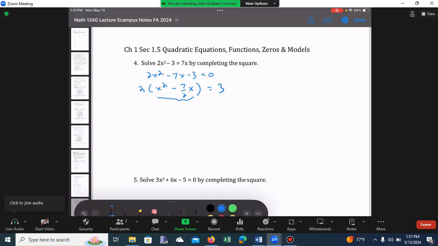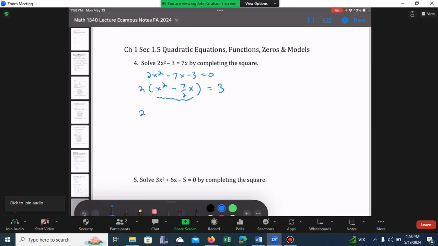So half of 7/2 is 7/4. So we're going to end up with x minus 7/4 squared. We have to add 7/4 squared to both sides. So that would be 49/16. So we're adding, well, wait, hold on. Let me think about this for a second. Well, let me not skip this step. Write this out.